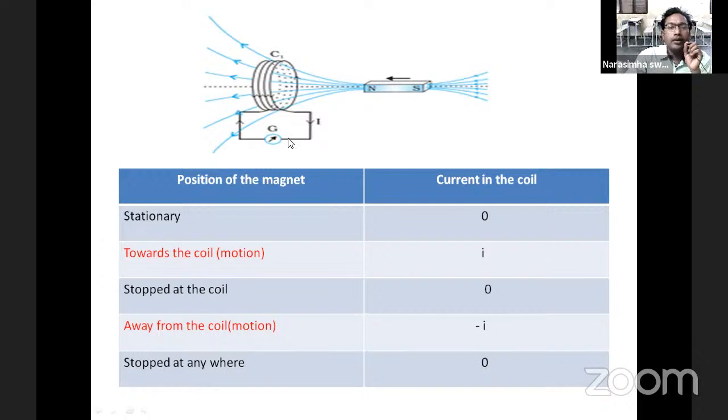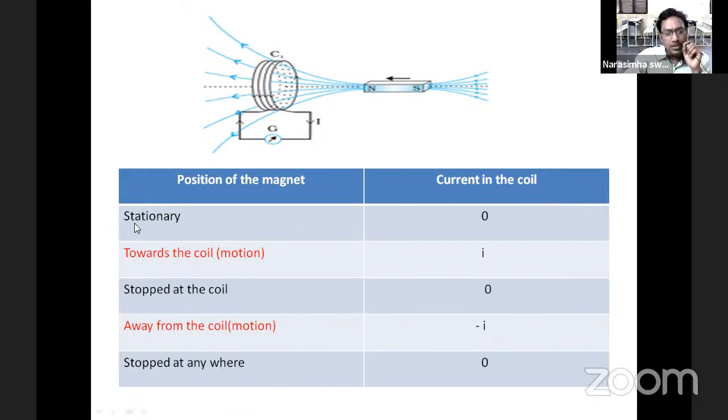moving towards the coil, and the current is connected like this. The same diagram here. Now position the magnet and current in the coil, how they are changing. Look at this. So with this point, you can understand well. Once it is understood, then the whole chapter is that easy. Just like that you can understand. So here, position of the magnet.